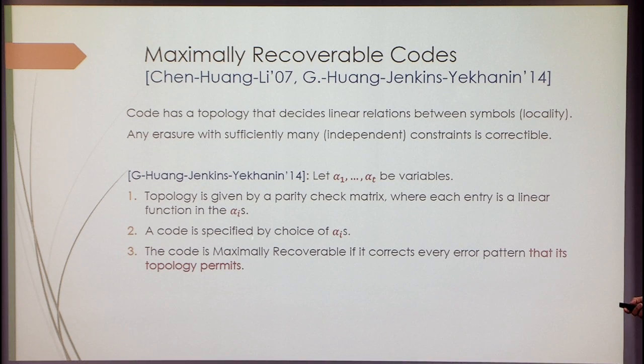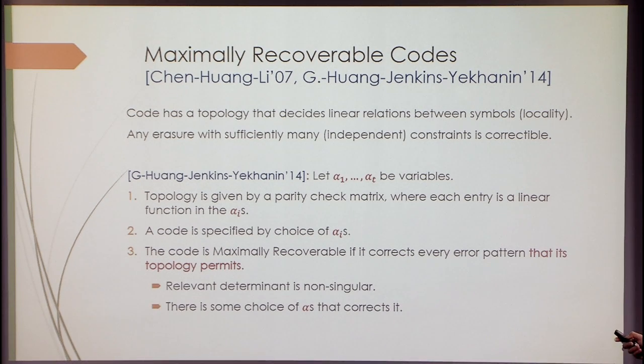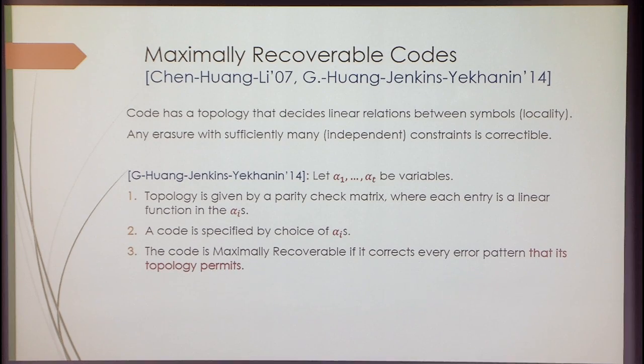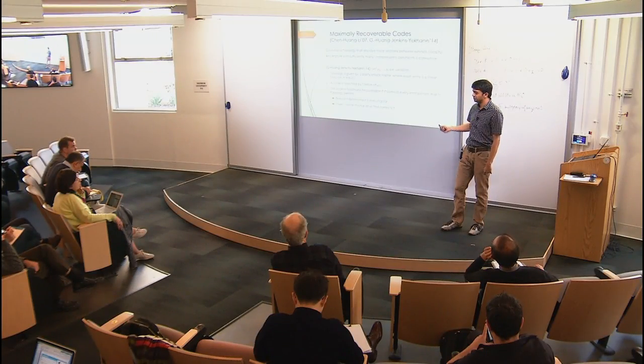We say that a code is maximally recoverable if it corrects every error pattern that is possible. So you have a certain set of erasures. Think of these as variables. You have certain equations in these variables. If these equations don't even have the desired rank, then you're lost. But assuming that they have the desired rank, you should be able to solve them. What is your allowed patterns? Anything, yeah, I'm going to say that more precisely here.